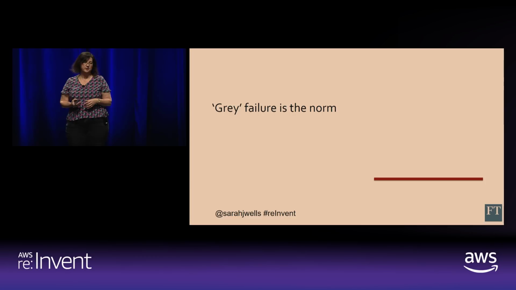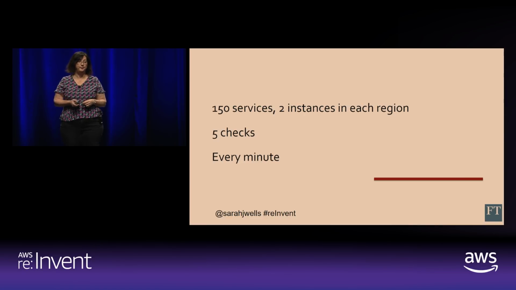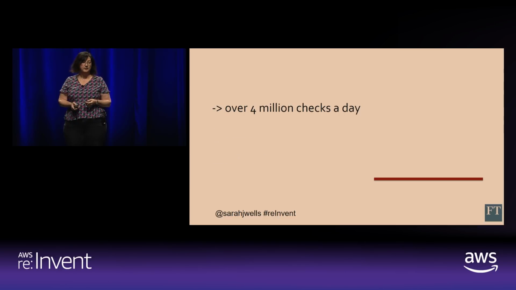And gray failure is the norm. So you've got a distributed system with many, many services. There's no in-process communication, it's all over the network. So things go wrong. But if you've architected it right, it's resilient and it recovers. So if you don't change the way that you do monitoring, you're in trouble here. We have 150 services. If we have 2 instances in 2 regions, 5 checks every minute, we've got over 4 million checks a day, and what that means is that a 1 in a million event happens 4 times a day.